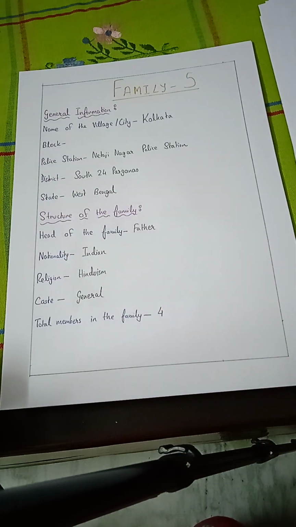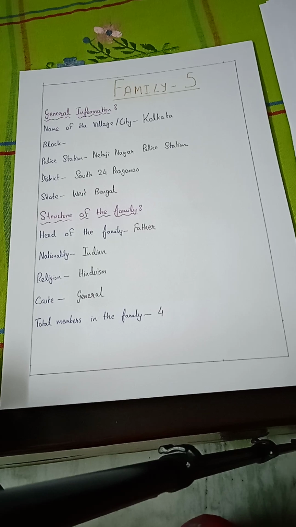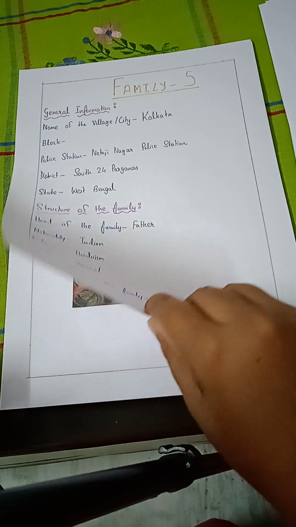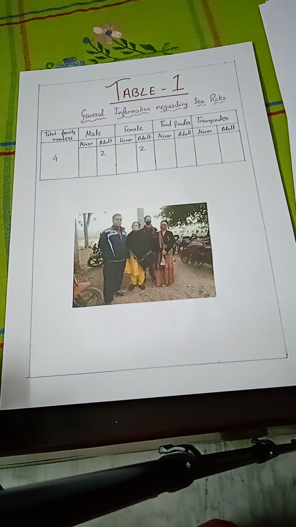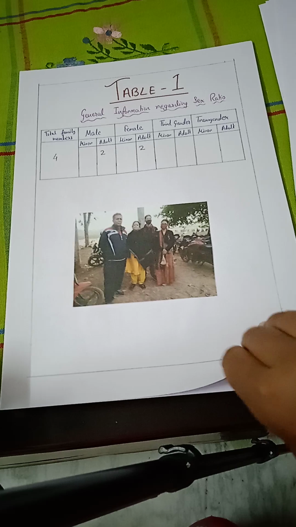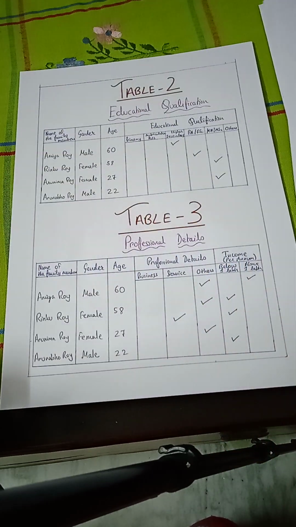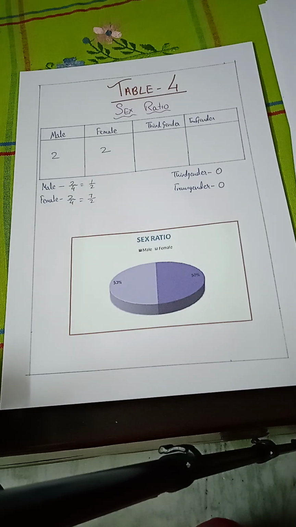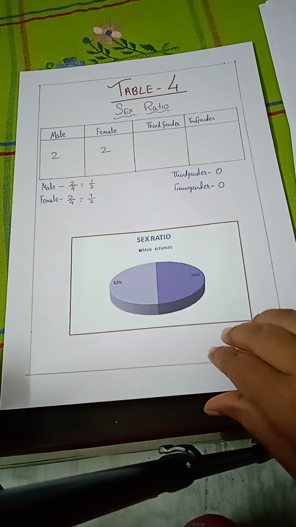Family 5, as you can see, same thing, general information and structure of the family. Then here you have to give table 1, general information regarding the sex ratio. In table 2 you have to give educational qualification. Table 3, professional details. Table 4, just the sex ratio part and the graph.